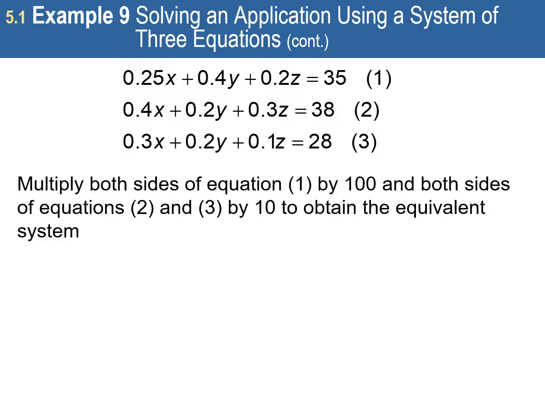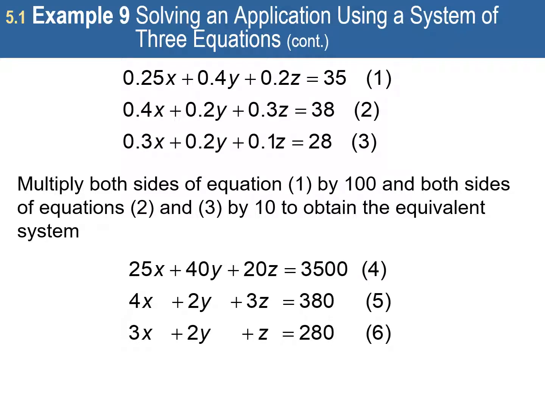Now we're going to multiply both sides of the equations. Let's get rid of the decimals. So we're going to multiply everything by 10 or 100 so that now we're dealing with whole numbers. We just make fewer mistakes when we're dealing with whole numbers.